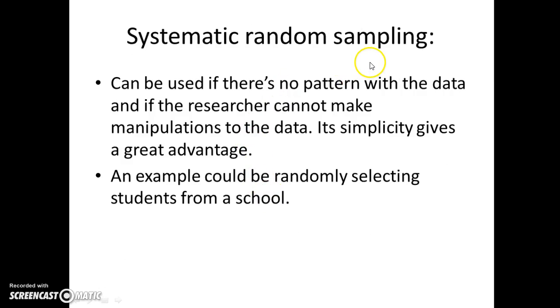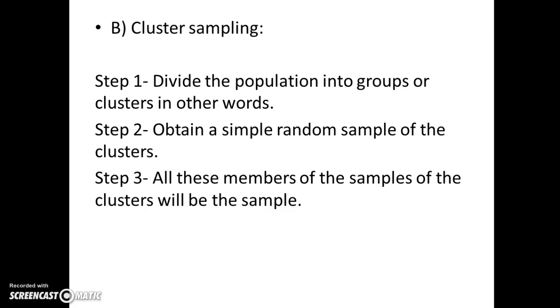Systematic random sampling can be used if there's no pattern in the data and if the researcher cannot make manipulations to the data. The simplicity of systematic random sampling gives a great advantage. For example, if you want to choose students from a school, you can use this method.